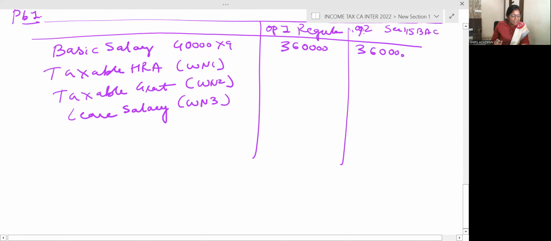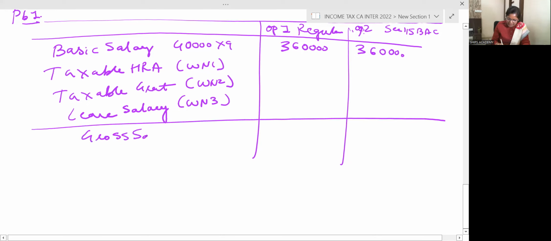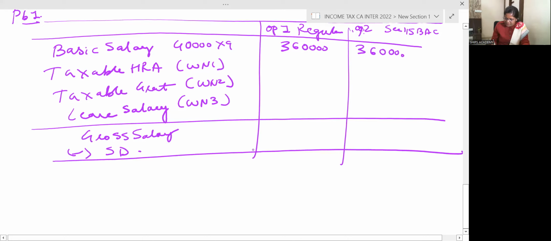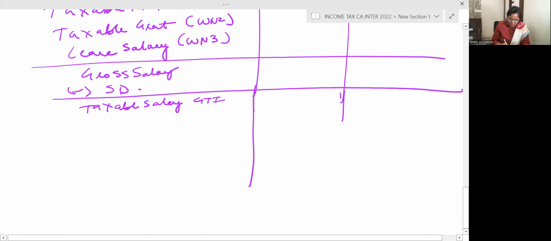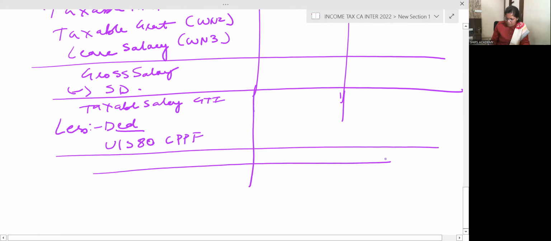That has nothing to do with it, that business loss cannot be set off anywhere. So we will write a note and you get your gross salary. And there is no other income, house property and all, standard deduction, and you get taxable salary or your gross total income, because there is no other head. From this, you are going to give some deductions because you have put the money in PPF under section 80C. PPF, and then you are getting the total income.